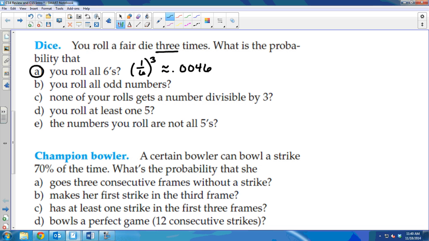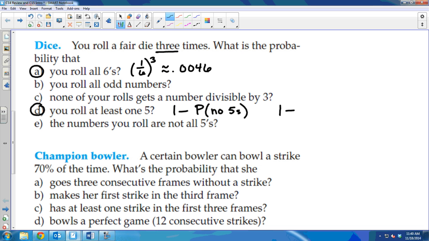Okay. We can do those, right? You guys can do those. You did great on the quiz until I got to the "at least" question. So let's talk about D. You roll at least 1 5. That would be rolling 1 five or 2 fives or 3 fives, or you just do 1 minus no 5s, right? Does that make sense? So 1 minus the probability of getting no 5s.